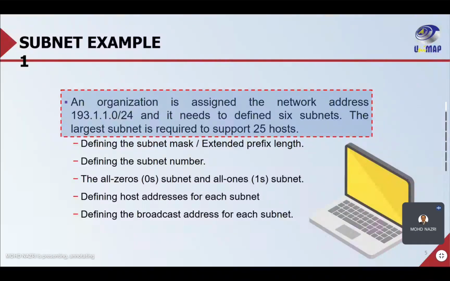Let's say you are given 193.1.1.0/24. So you need to create subnets. It means you want 6 branches. Each branch needs 25 hosts, 25 PCs. So how do you define? First, define the subnet mask and the extended prefix length. Then define the subnet numbers, the all 0 subnet and the all 1 subnet. Define the host addresses for each subnet. Define the broadcast address for each subnet.